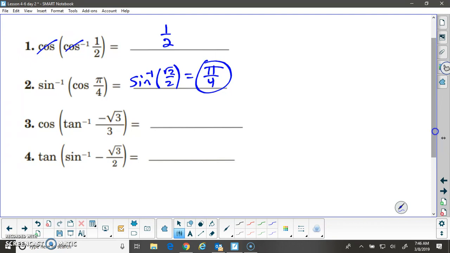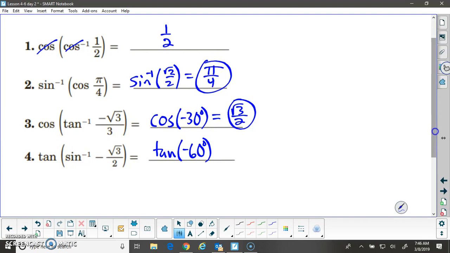Number 3, the cosine of the tangent inverse of negative root 3 over 3. Well, the tangent inverse of negative root 3 over 3 is negative 30 degrees, and then the cosine of negative 30 degrees is root 3 over 2. Number 4, we've got tangent of sine inverse of negative root 3 over 2. And so that would give us negative 60 degrees. And then the tangent at negative 60 degrees is equal to negative root 3.